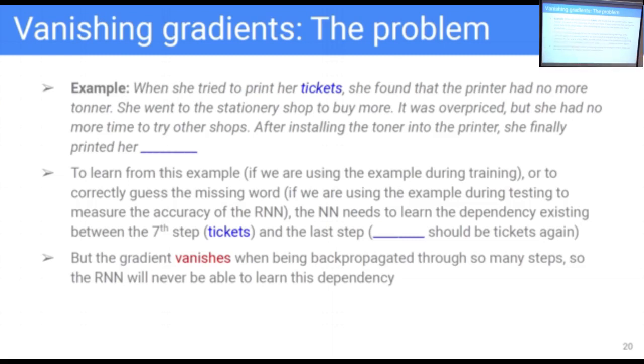And then the gradients, when you are backpropagating through so many steps, when they arrive at tickets, they are almost zero. So the W matrix is not going to be updated in such a way that tickets can have an influence here. And then the neural network is not going to be able to put tickets there. It is going to say, she was able to print her document, whatever is more sensible to put if you only read the last sentence.